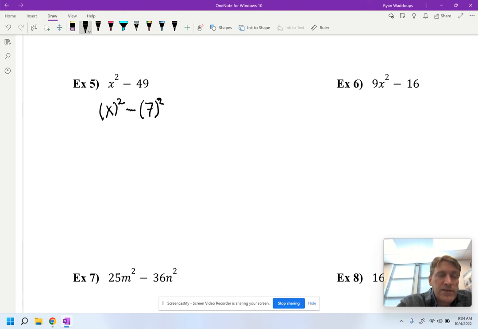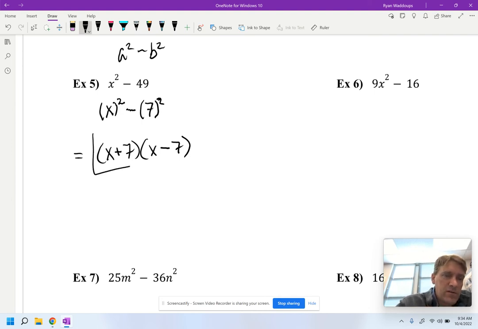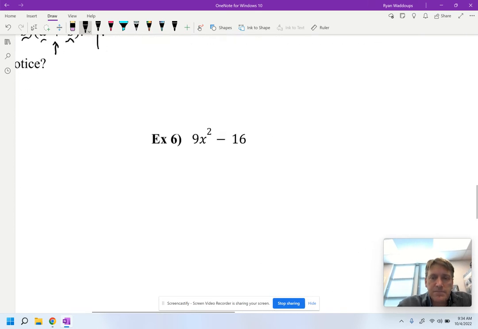And because I've now written it in the form a squared minus b squared, now I can just say, hey, this is equal to this. So they're the same, right? x and 7, x and 7. That's like my a and my b. But one of them is plus and the other one is minus. So x plus 7 and x minus 7 would give us that x squared minus 49. Let's look at 6.